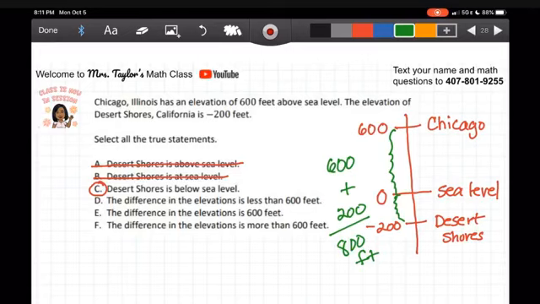So, the difference in the elevations is less than 600 feet. No, it's not. Let me cross it out. The difference in the elevations is 600 feet. Nope, it's not. And it says the difference in the elevations is more than 600 feet. And it is. And there you have it.